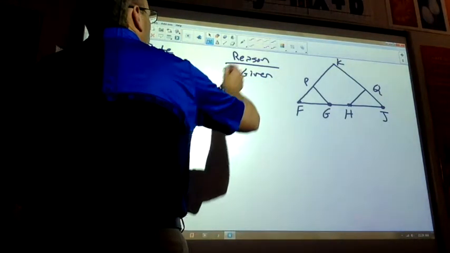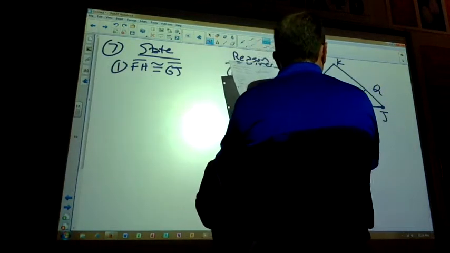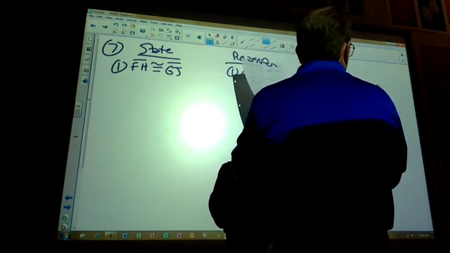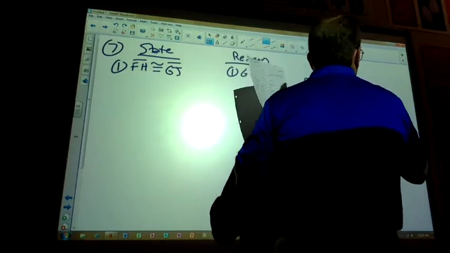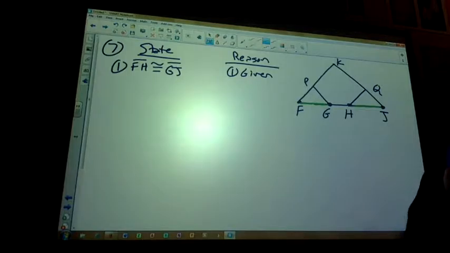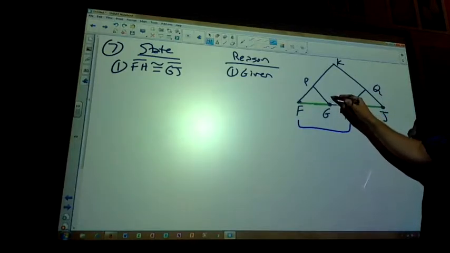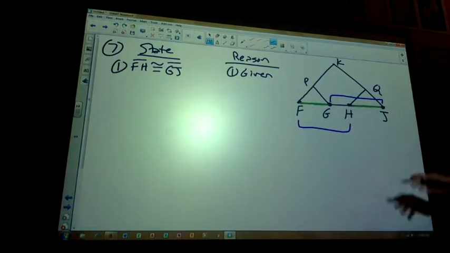All right, and I just need to write FG. We want to prove this and HJ. We want to prove that, right? They're telling us that this distance here and this distance here are the same. So we're not really worried about the rest of the shape, I don't think.